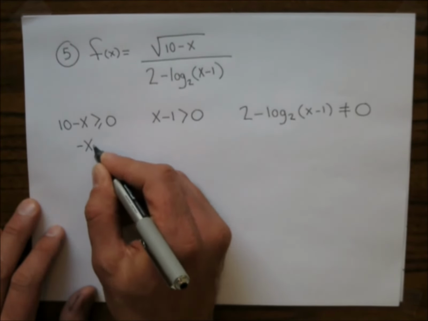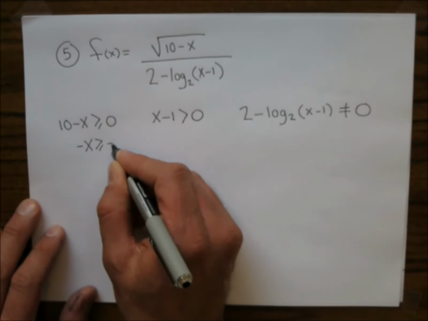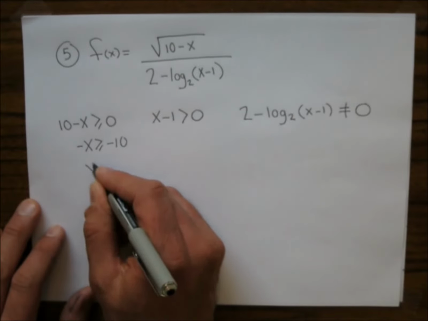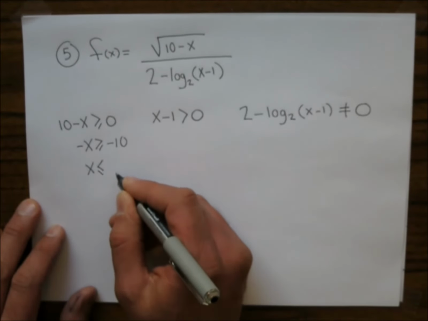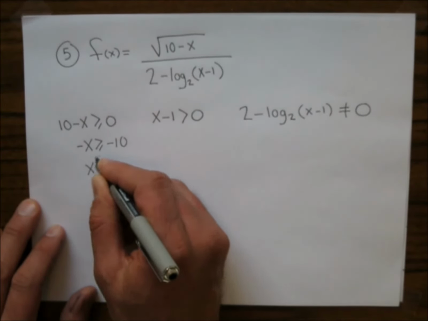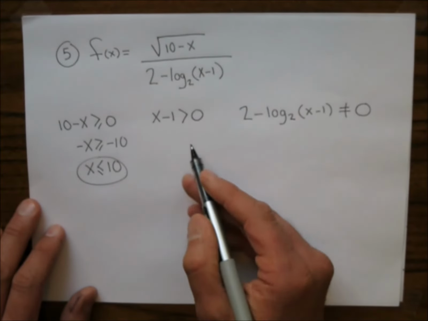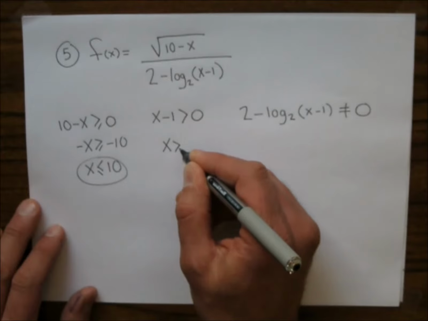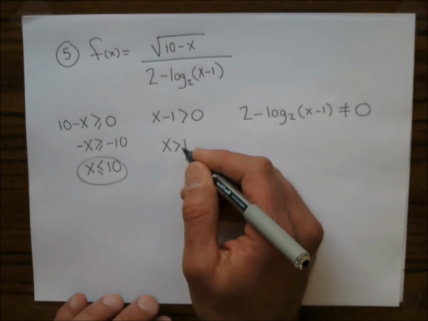Negative x greater than or equal to negative 10. Multiply by negative 1 and I get x is less than or equal to 10. I'll circle that. On this one I add 1, I get x is greater than 1.